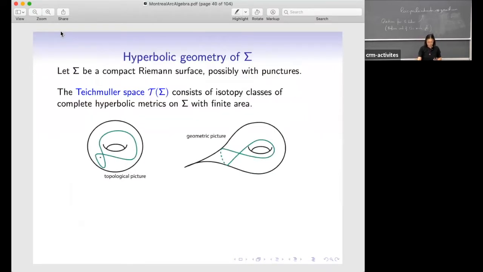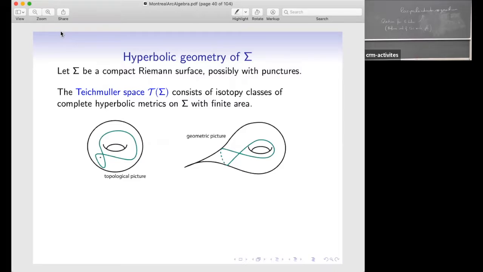Hyperbolic geometry. So now the first thing is, I no longer want to draw my pictures like this. I want to draw them like this, where there's some kind of metric and there's some links. In particular, I want to look at the Teichmuller space, which is the isotopy classes of all possible hyperbolic metrics on this surface. And the key is that I want finite area. That means, for example, when I have these punctures, they go out into infinity and they're long and thin.